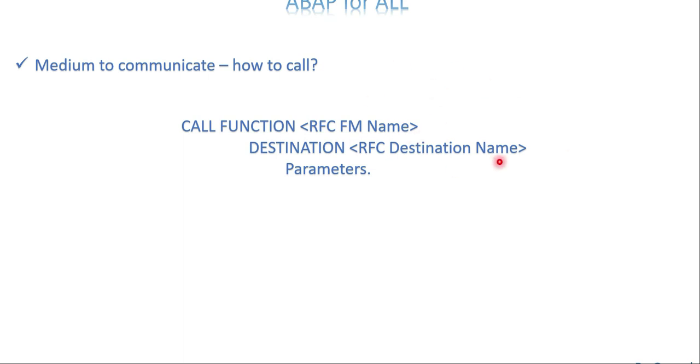Okay, so keep a variable and keep on filling the variable, and then the parameters depend on whatever parameters you have in your function module, that will be listed over here as well. So this is the syntax to call a remote enabled function module from your source system.